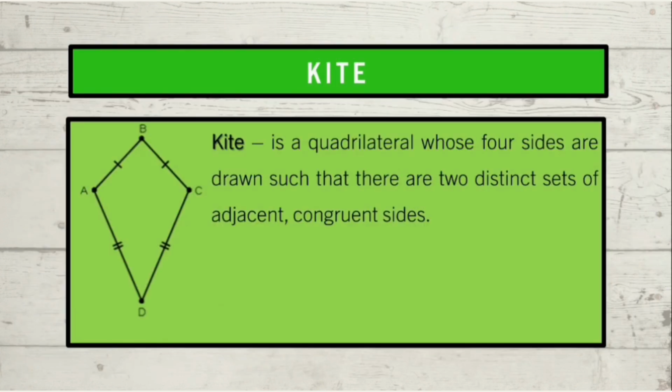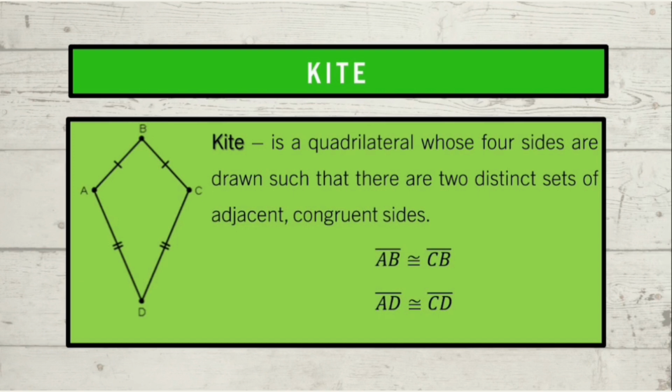A kite is a quadrilateral whose four sides are drawn such that there are two distinct sets of adjacent congruent sides. Meaning, a kite is a quadrilateral in which exactly one diagonal is the perpendicular bisector of the other diagonal. It has also two pairs of consecutive congruent sides, but opposite sides are not congruent. In kite ABCD, segment AB is congruent to segment CB. Same is true with segment AD is congruent to segment CD.